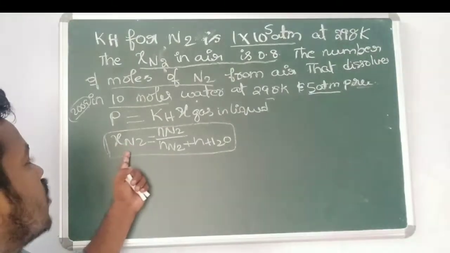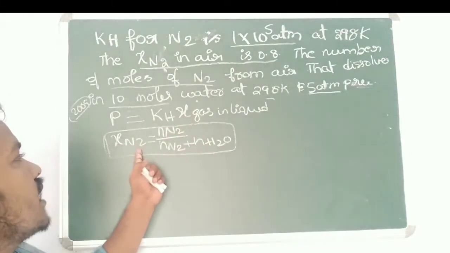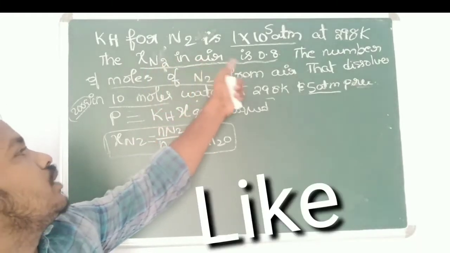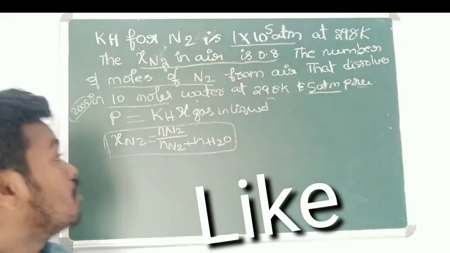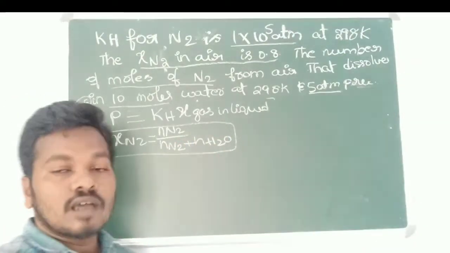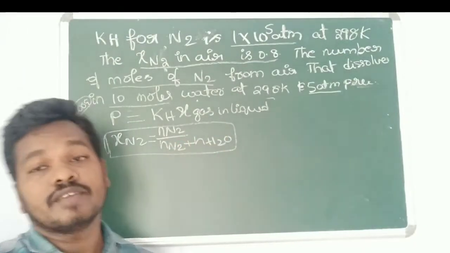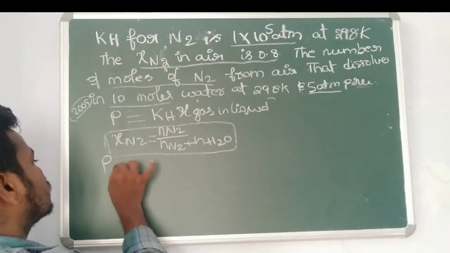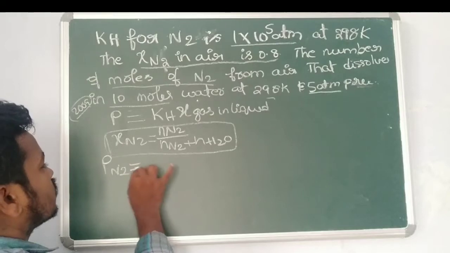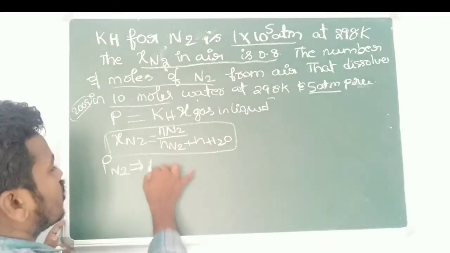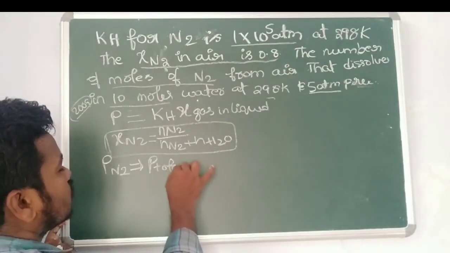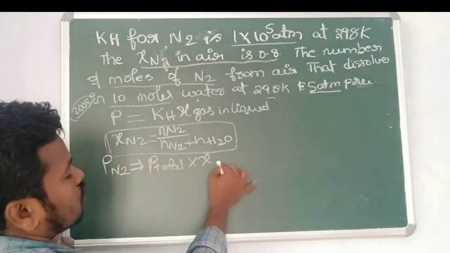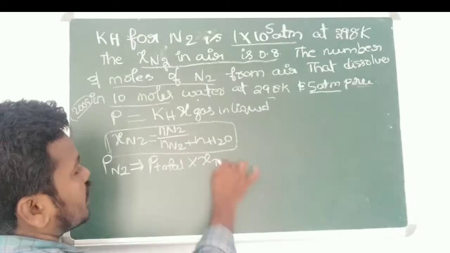But here we have to calculate the mole fraction of N2. In the given data they have given the mole fraction of N2 in the air. But as per the formula we need the mole fraction of N2 in the liquid. For that, take the pressure of nitrogen: partial pressure of nitrogen is equal to total pressure into mole fraction, as per Dalton's law.